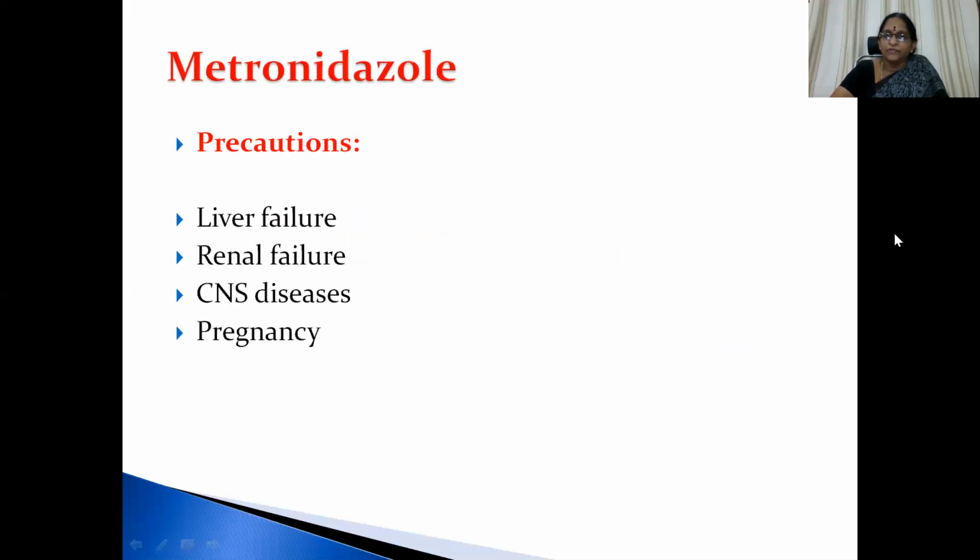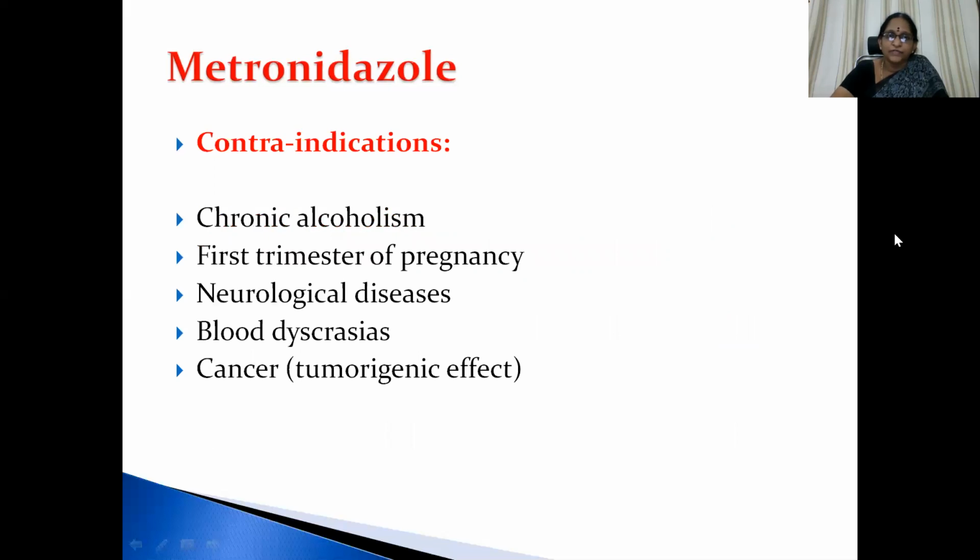Then precautions: liver failure, renal failure, as we discussed regarding the pharmacokinetics, and then CNS diseases, because they do produce CNS manifestations, then pregnancy, especially first trimester. We need to be very careful, but in the second and third trimester, we can administer under supervision. Then contraindications: first trimester of pregnancy, chronic alcoholism because it produces an antabuse-like reaction or disulfiram-like reaction, neurological diseases because of CNS manifestations, and blood dyscrasias. We have seen that also. Then cancer because of its tumorigenic potential.